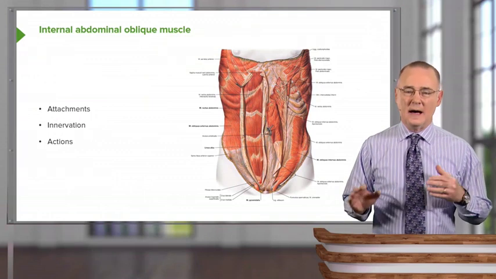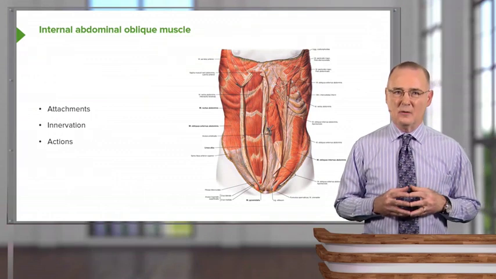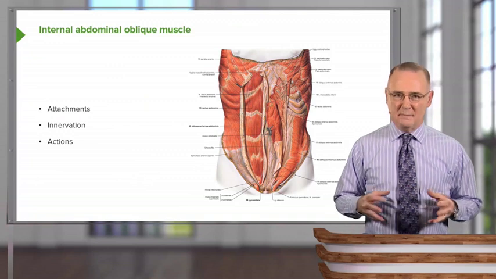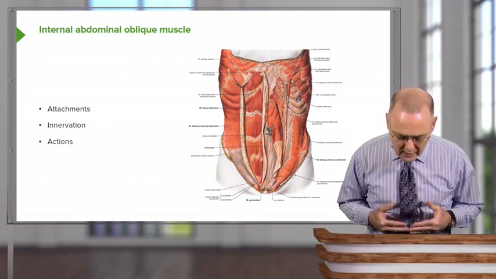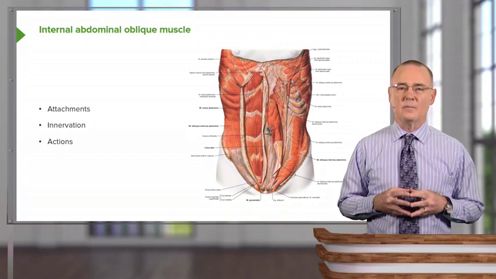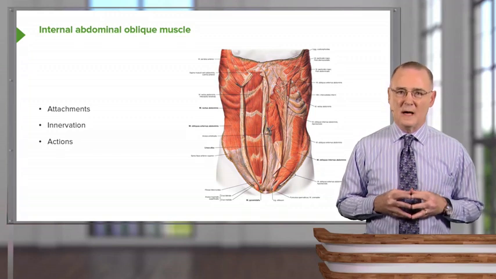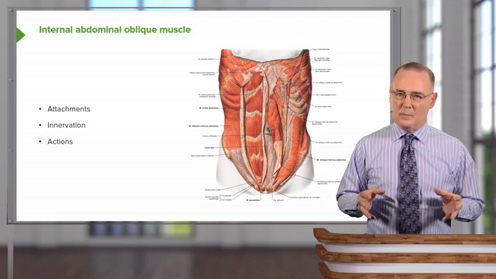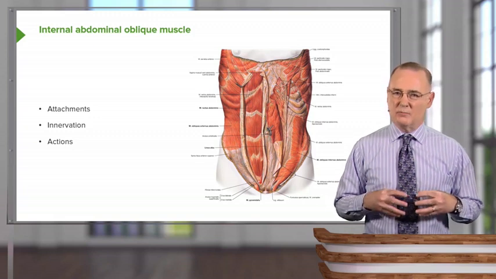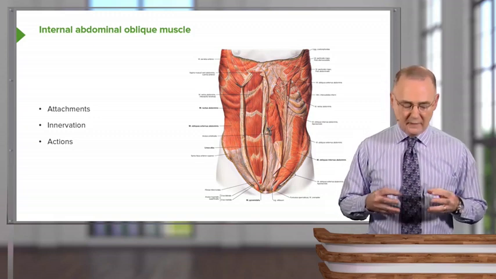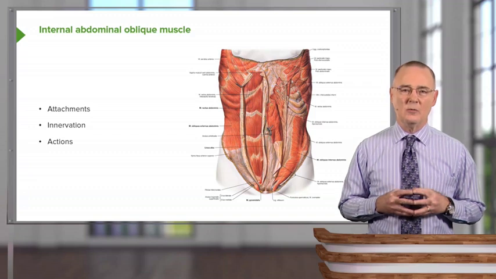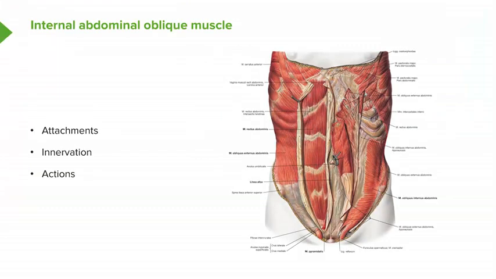nerve. The actions of the internal abdominal oblique, if both are contracting, both will help to flex the trunk, just like the external abdominal oblique. The internal abdominal obliques help to protect and compress the abdominal viscera, just like the external abdominal oblique. If just one side is contracting, let's say the right internal abdominal oblique, it will help to bend toward the same side, or laterally flex.